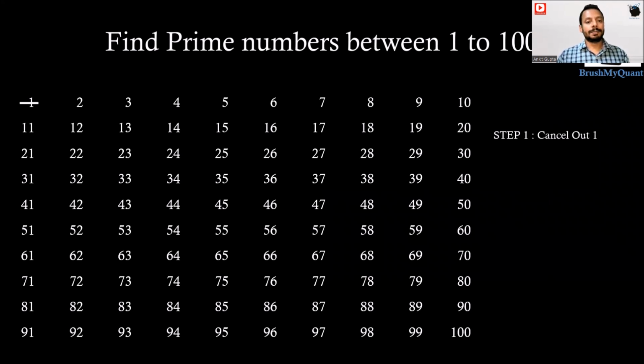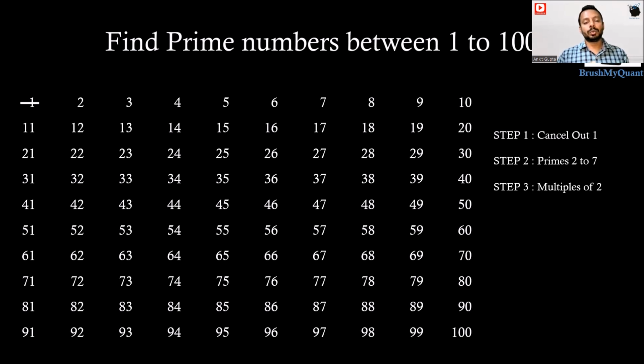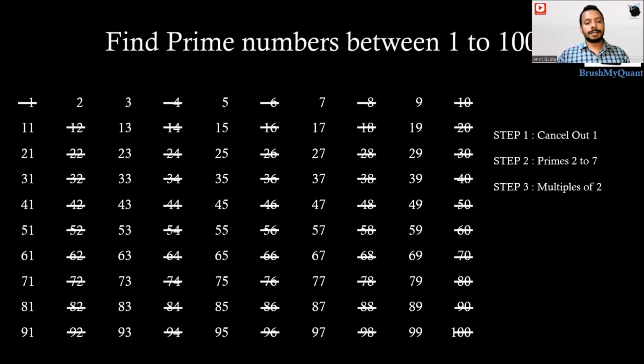In the second step, we are going to look at all the prime numbers 2, 3, 5, and 7. So we are going to take all the multiples of 2 apart from 2 and cancel out those multiples of 2 because they won't be prime numbers. If we quickly go ahead and do that, then these are the remaining numbers which we have.